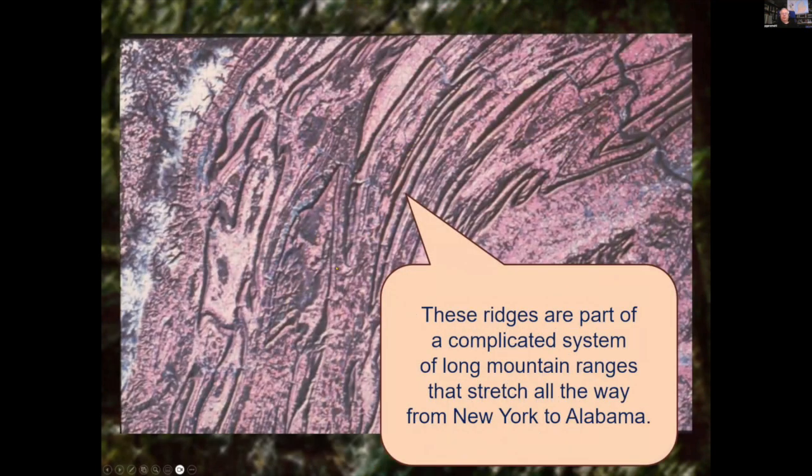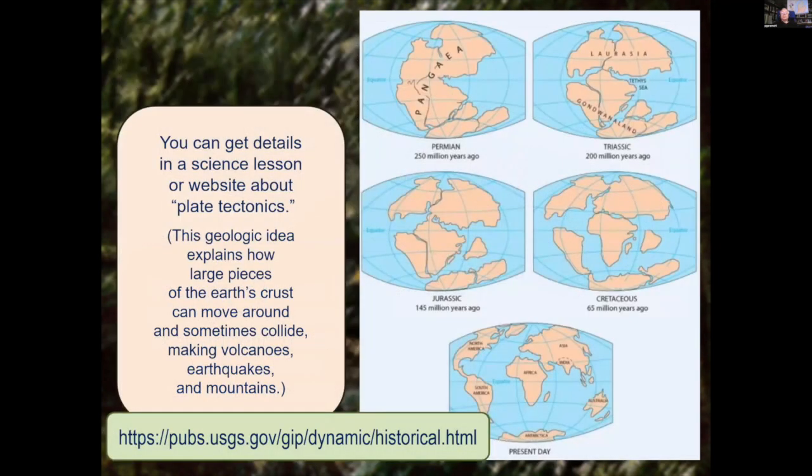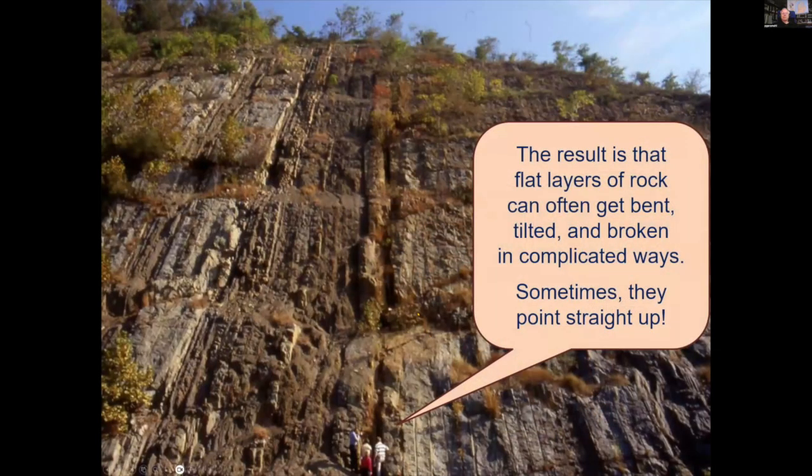The ridges are part of a very complicated system of long mountain ranges. They're basically the crumpled bumpers of that continental collision when North America crashed into Africa at about 10 centimeters a year. You can get the details in a science lesson about plate tectonics, and it would give you a good website for those details if you want to connect that with the science to it. But one of the results is flat-lying layers of rock were tipped up on end.